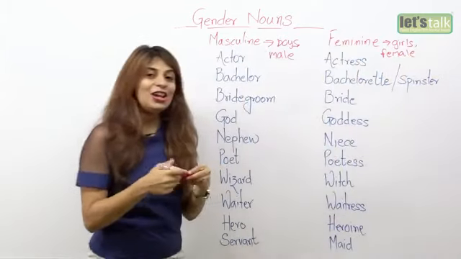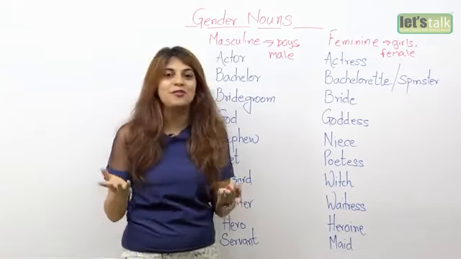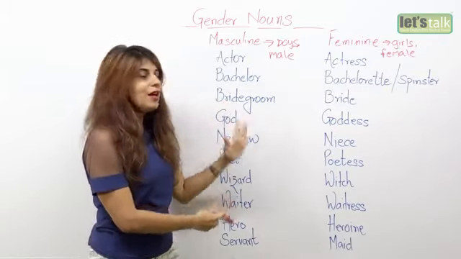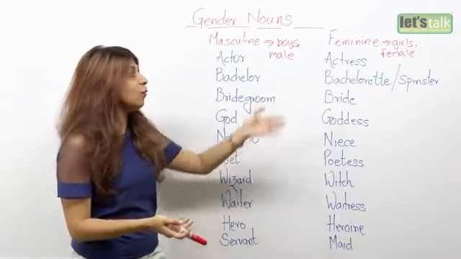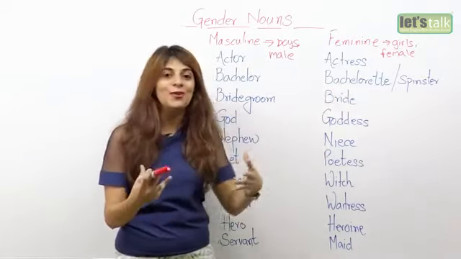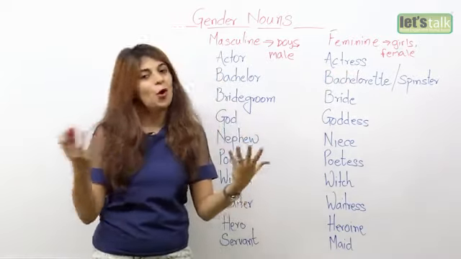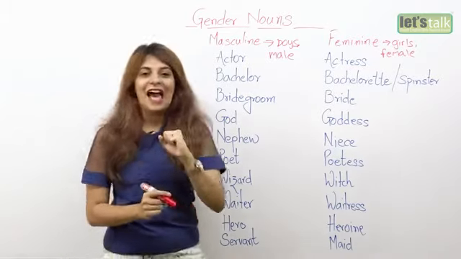So we are going to look at these specific terms, and of course they are gender nouns. So what words are used when we talk about boys or male or men, and what terms or words we use when we talk about girls, females or women. So let's get started. The first one, actor.